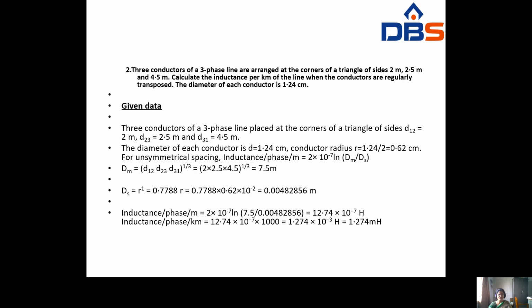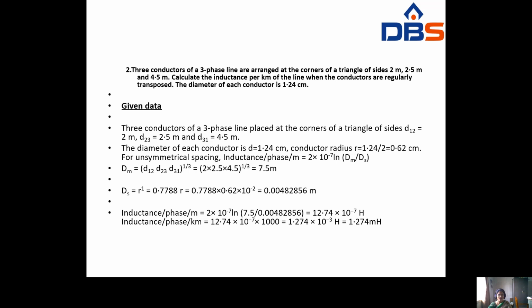Inductance per phase per meter: the formula is the same, but the Dm and Ds values will change. It is 2 into 10 to the power of minus 7 ln of mutual GMD by self GMD, that is Dm by Ds. For either symmetrical or unsymmetrical spacing, the self GMD value is the same, Ds equal to r dash equal to 0.7788 r. But the mutual GMD Dm equals the cube root of D12, D23, D31.